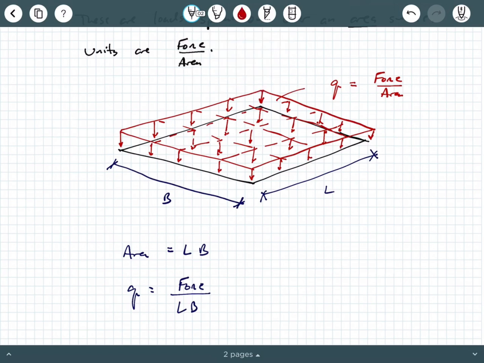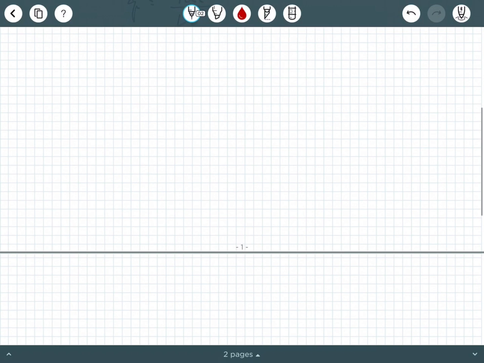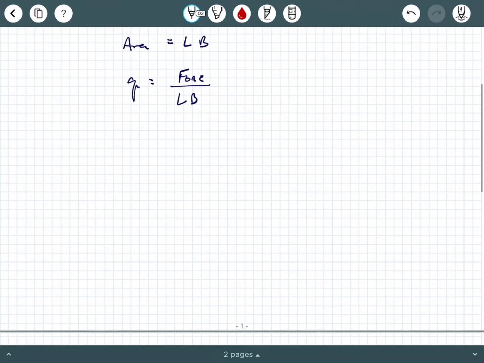So the height of this distribution, right? We're going to say the height of the distribution is the intensity Q. All right. So that's it. So let's jump into a very quick example.